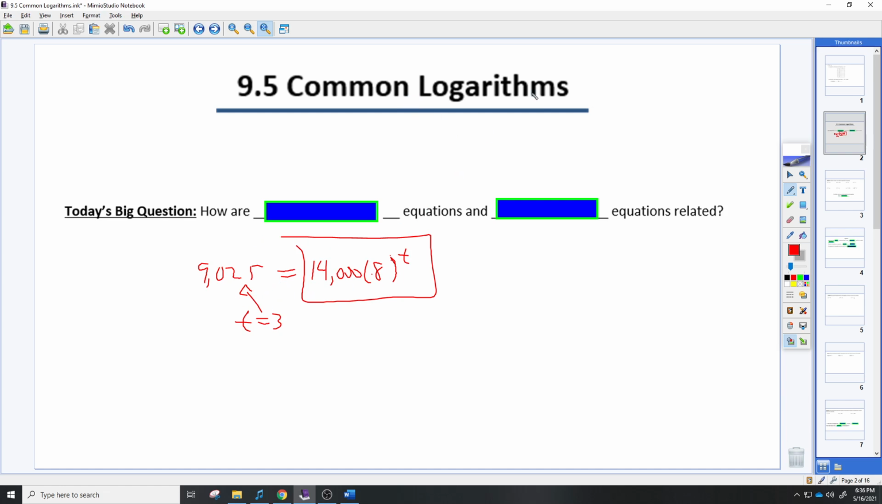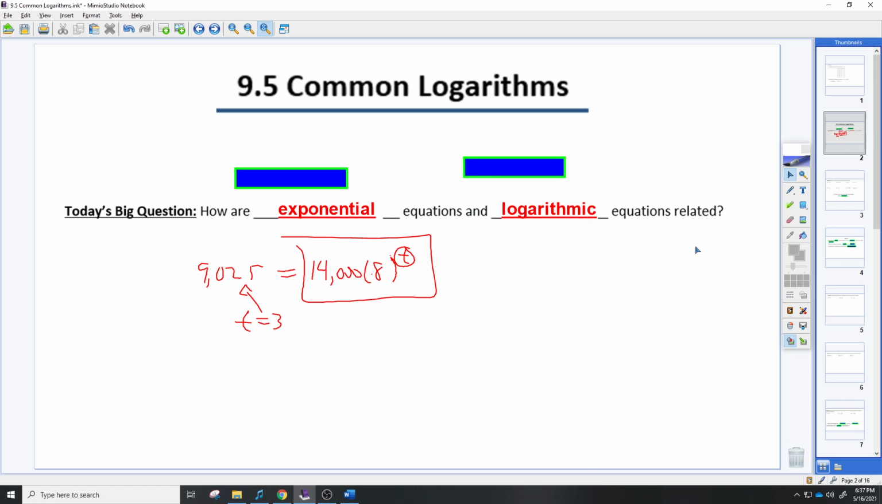But this little thing called logarithms is going to help us solve equations like this for t. But first we have to figure out what they are and how they work. So the question is, how are exponential equations like this thing here and logarithmic equations related? That word is logarithmic. So this is going to lead us into how do you solve this for t eventually.